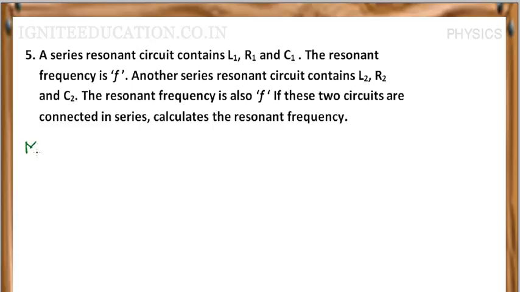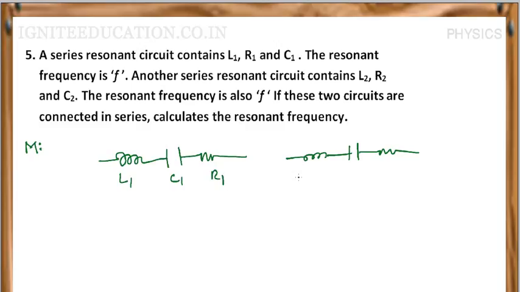So our motto is, there are two LCR circuits. Not in exactly the order, but all are the same. There is L1, C1, R1, L2, C2, R2. So each individual circuit has its own frequency F.